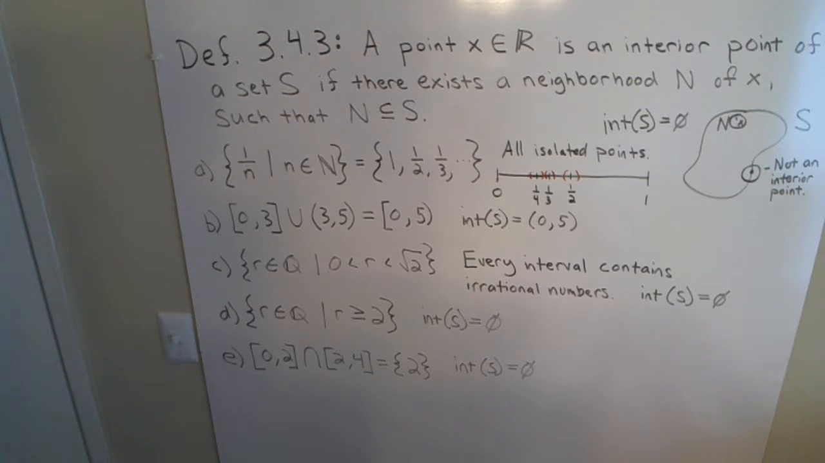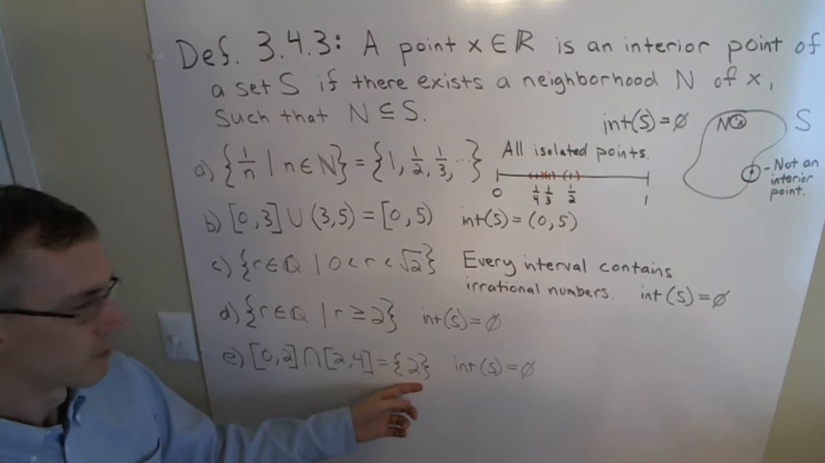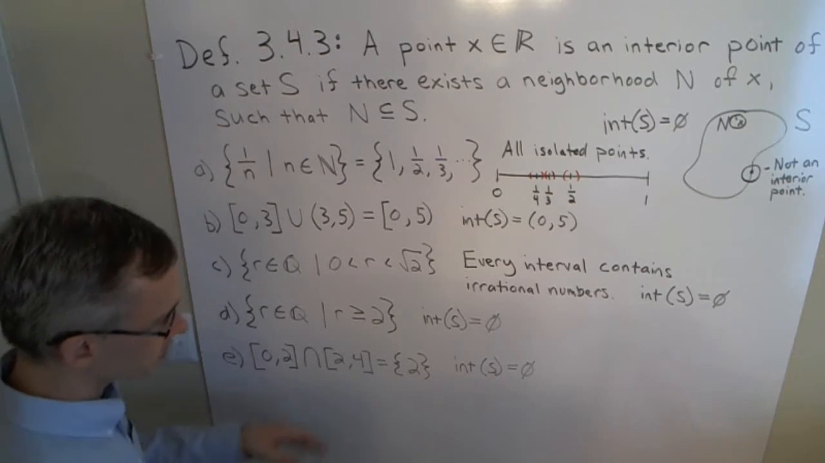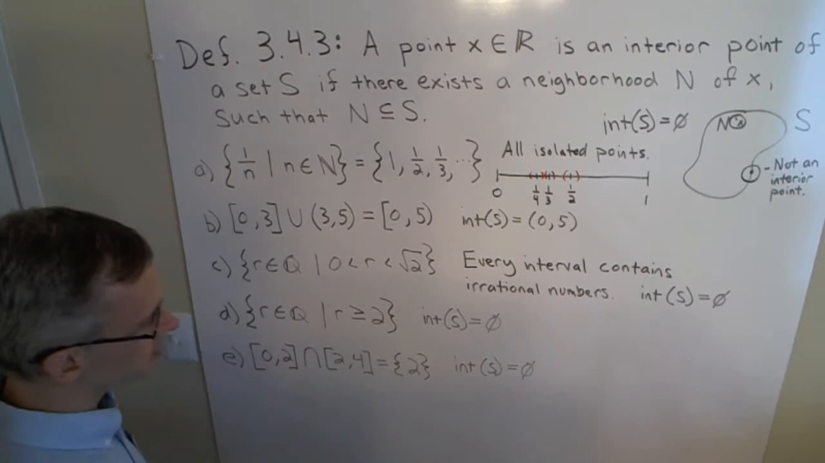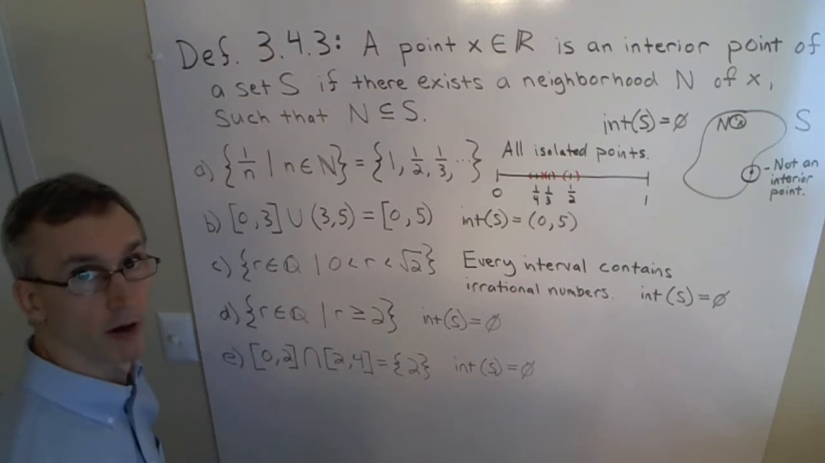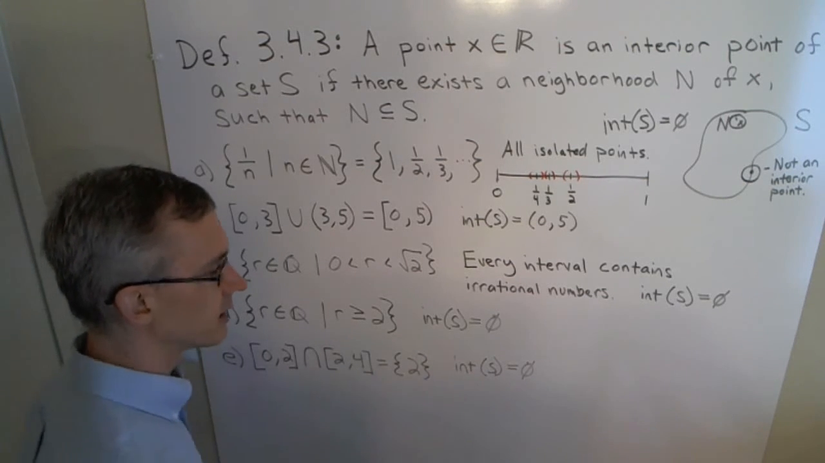And finally, E, when we take the intersection of those two intervals, we get just the point 2. Now 2, if we draw any interval around that, it's going to contain some points that are not in that set. So that's a boundary point. Therefore, it's not an interior point, and the interior of that set is the empty set.